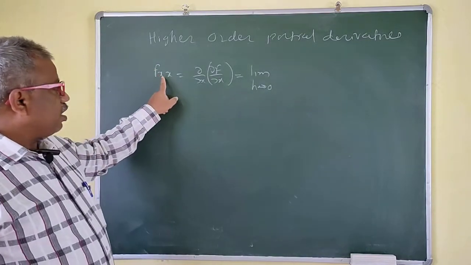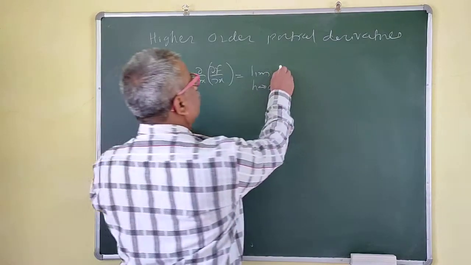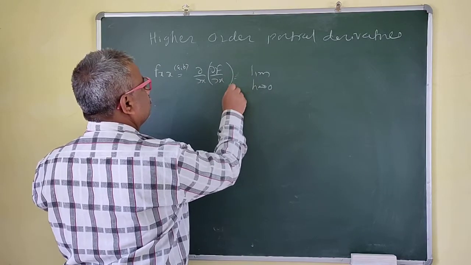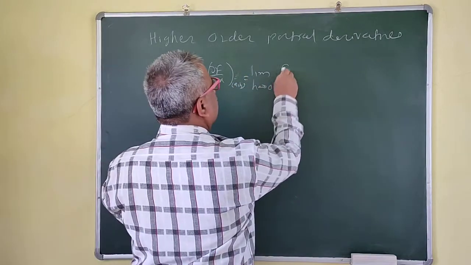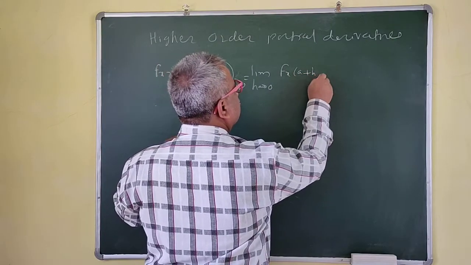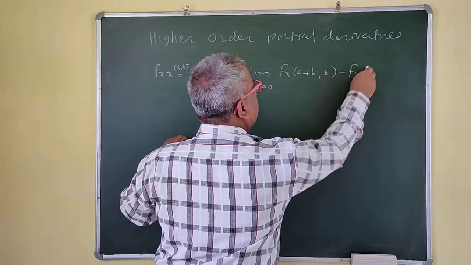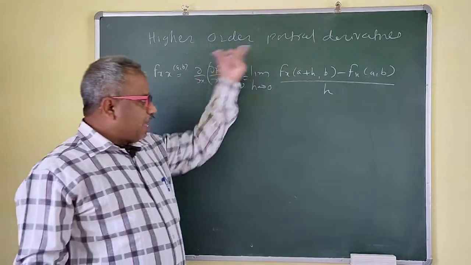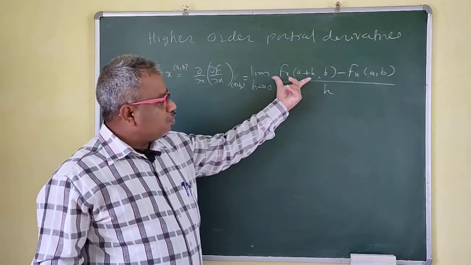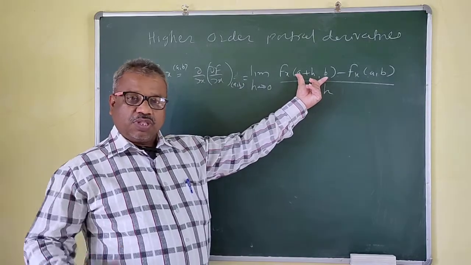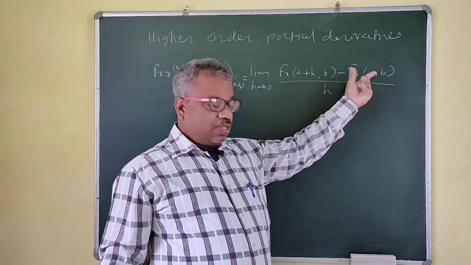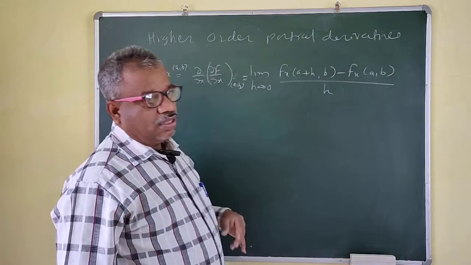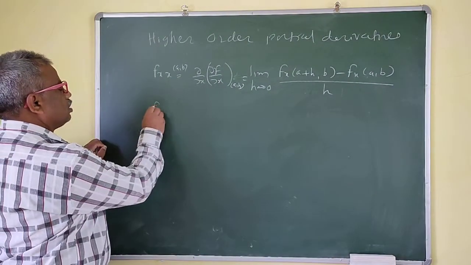So you have to increase the x coordinate of this. That means we'll write this at (a, b). Let's see the formula: the limit of fx(a plus h, b) minus fx(a, b) upon h. So to evaluate the second order partial derivative, you first have to evaluate fx(a plus h, b) with your usual formula, then evaluate fx(a, b) with your usual formula, put the values of fx(a plus h, b) and fx(a, b) in here, and then evaluate the limit.